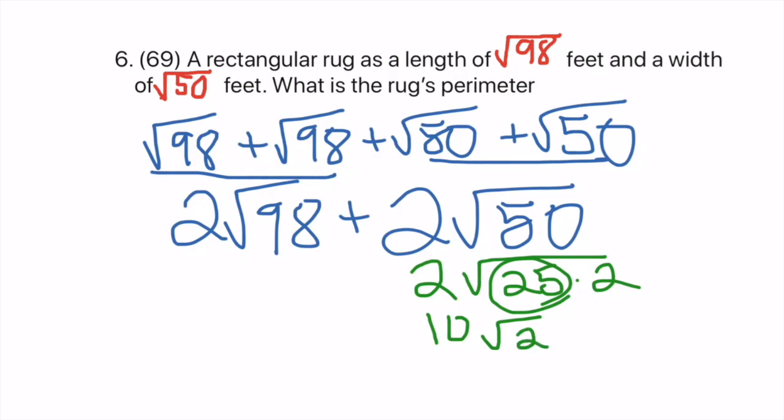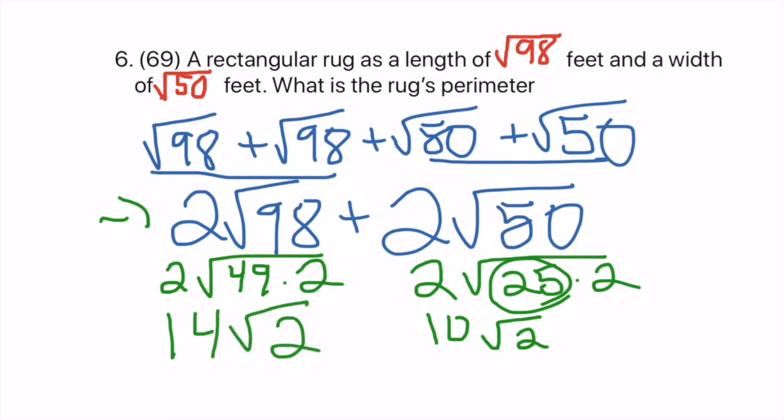Now, if I go look over at this one, I could just find the prime factorization of 98, or if you know that 49 times 2 gives you 98, you can kind of skip some work and rewrite it as this, because 49 is a perfect square, that's 7. And if you pull a 7 out times 2, you're left with 14 root 2. And now we can add these. 14 and 10 is 24 root 2, and it was in feet.